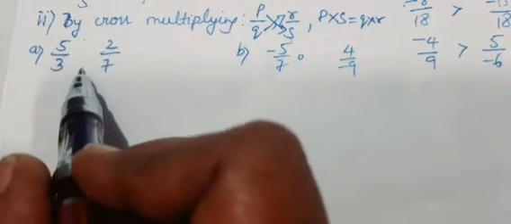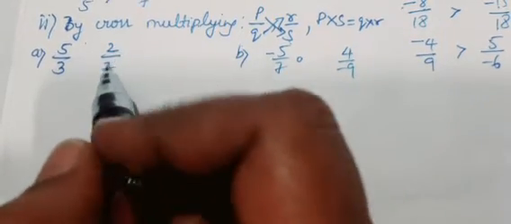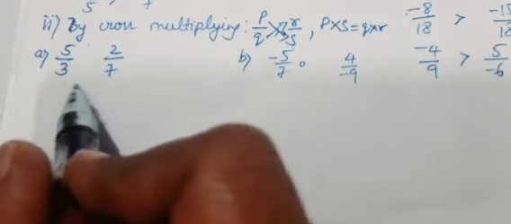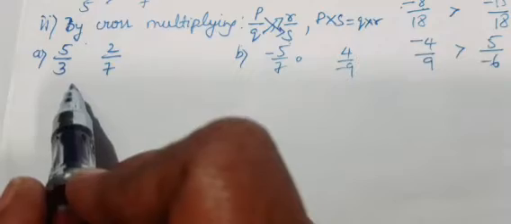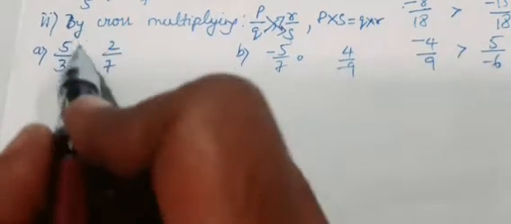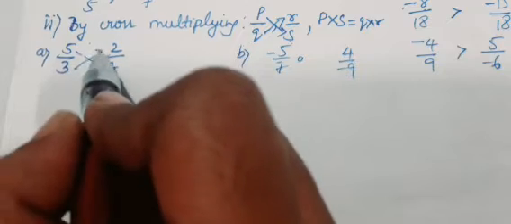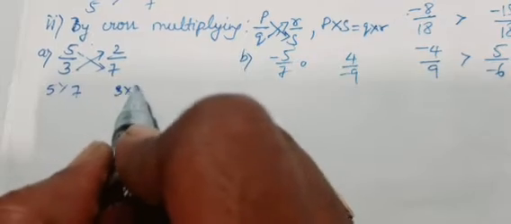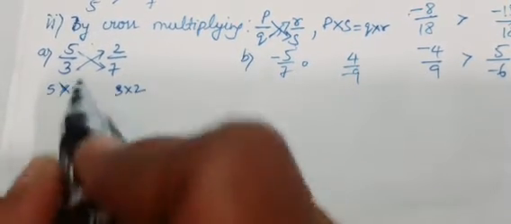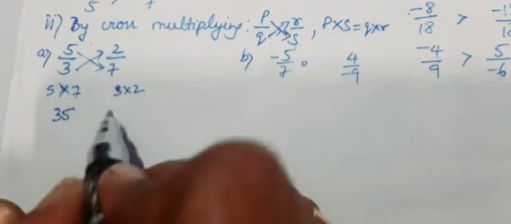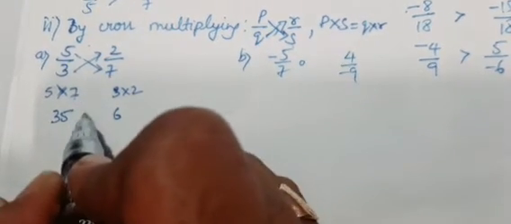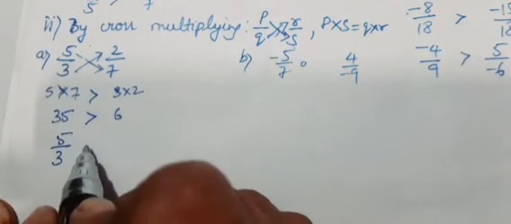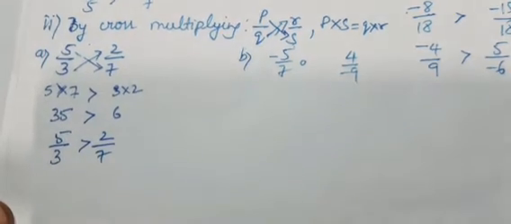Children, here let me take one example, 5 by 3 and 2 by 7. If I want to compare these two rational numbers, since the denominators are different, we can also compare the rational numbers by cross multiplying. So what we do here, we cross multiply with 5 into 7 and 3 into 2. Therefore 5 into 7, what is 5 into 7, children? 5 7s are 35, 3 2s are 6. Here we know 35 is greater than 6. Therefore we can write it as 5 by 3 greater than 2 by 7.